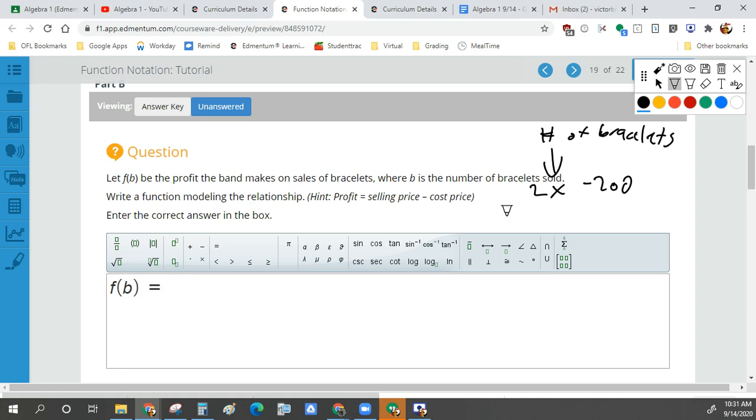So X is the number of bracelets. Remember, the coefficient is not the bracelets. The coefficient in this case is how much we're selling it for. So when we're doing this formula, it's 2x, because that's how much we sell it for, times the number of bracelets, which we don't know, so we put in x, minus our cost.